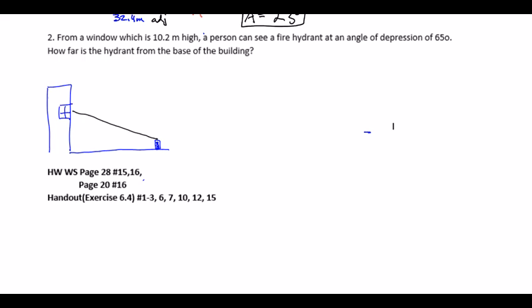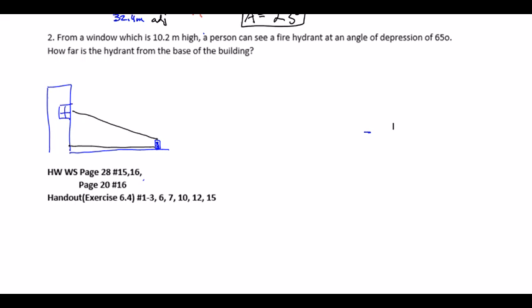Now you'll notice if I draw a horizontal line from the fire hydrant back to the building, it kind of looks like it's a horizontal line, but just imagine that our horizontal line goes out this way and is very close to the ground.